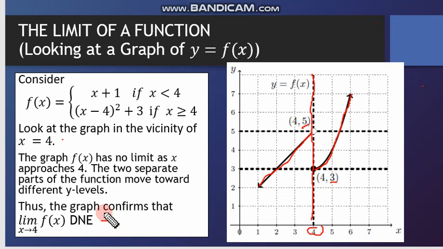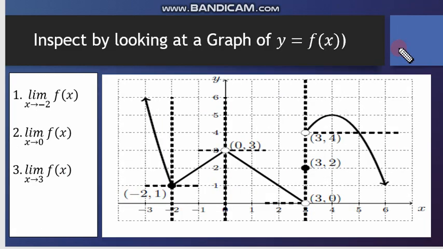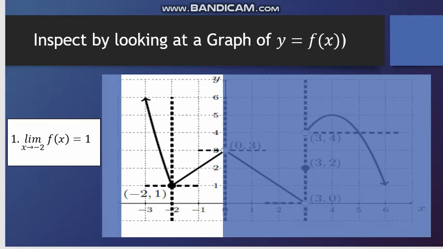Okay, so let's have another activity to check if you understand the topic. We will inspect by looking at a graph of y is equal to f of x. For number 1, limit of f of x as x approaches -2. Number 2, limit of f of x as x approaches 0. And number 3, the limit of f of x as x approaches 3. Okay, let's start with number 1. Limit of f of x as x approaches -2.